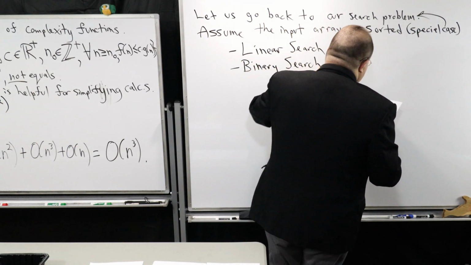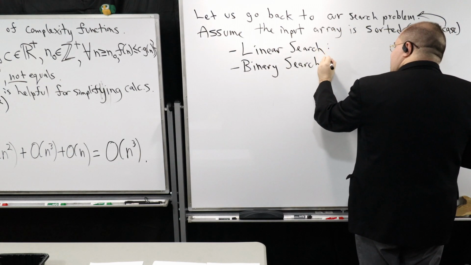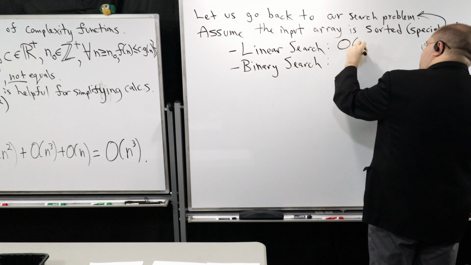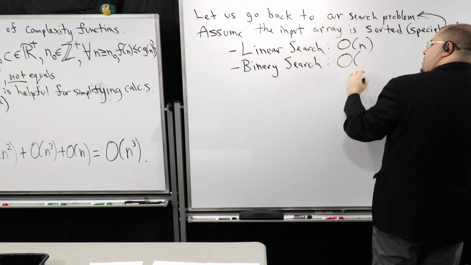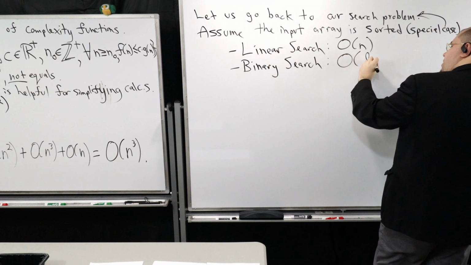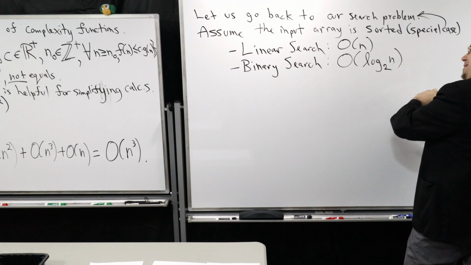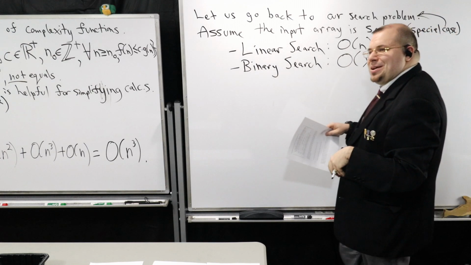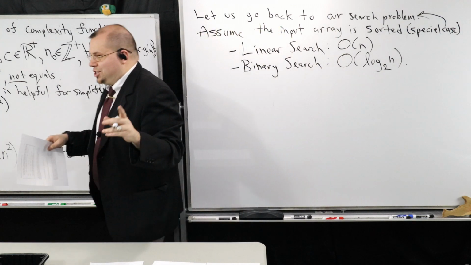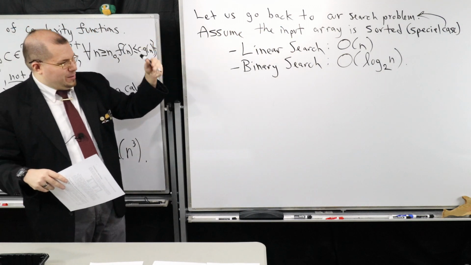Binary search. So we know that the worst case time complexity of linear search is big O of n. You may know that the worst case running time of binary search is big O of log n. If I want to be particular, I could write the base 2 there. Doesn't matter. Believe it or not, with asymptotic notation, you can get away with not really caring about the base.